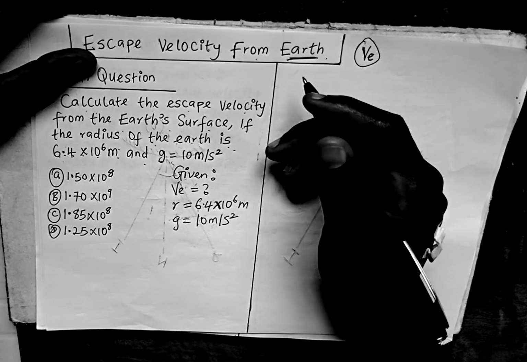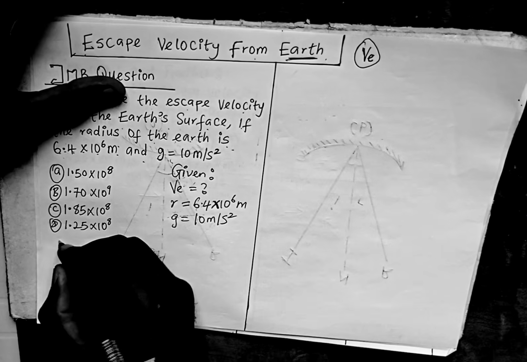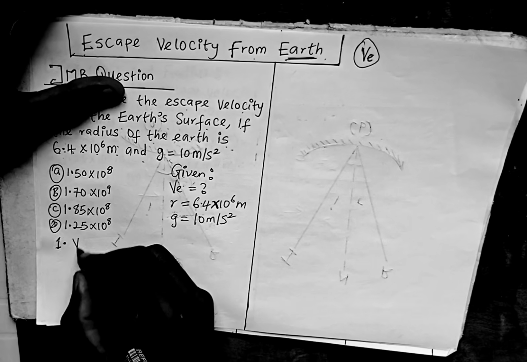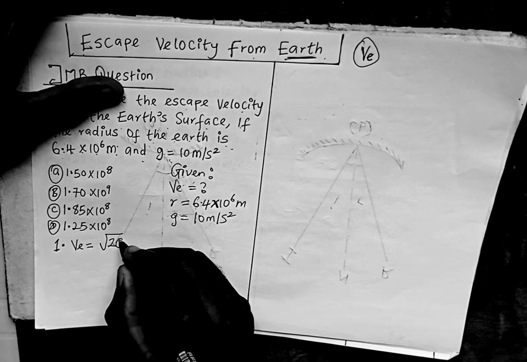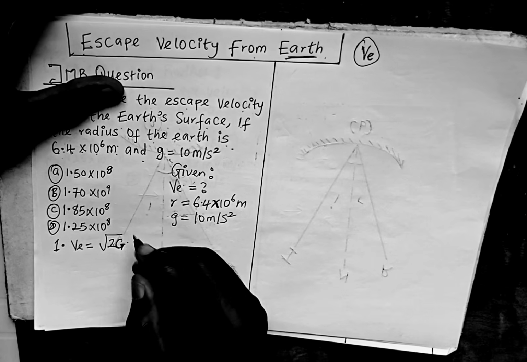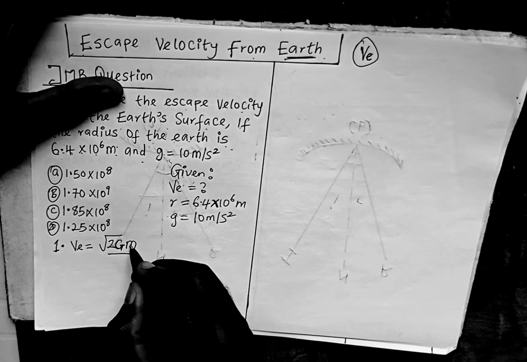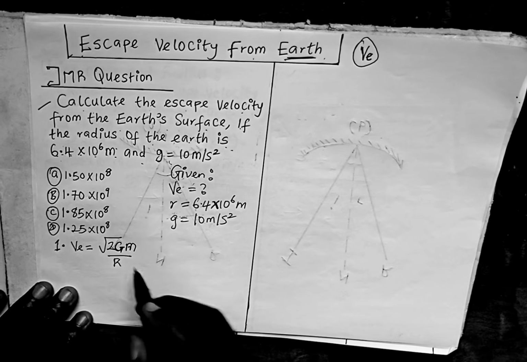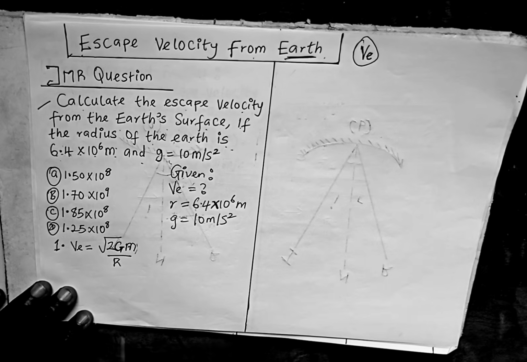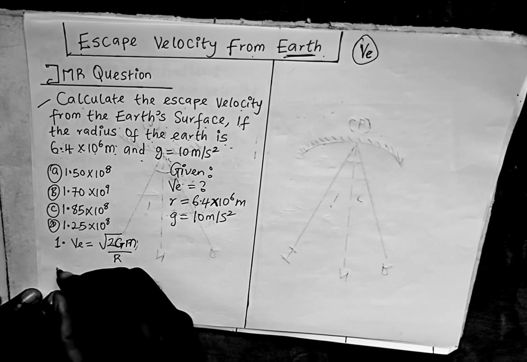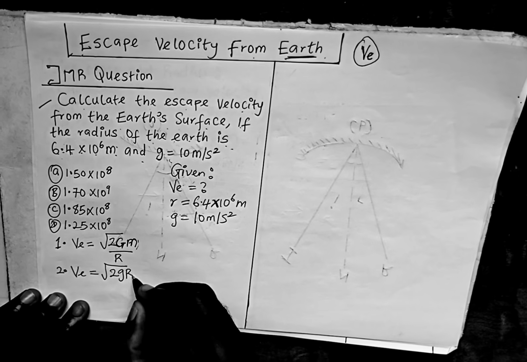Escape velocity has different formulas. It has two major formulas, one from the definition and one from derivation. The first formula for escape velocity, formula 1: escape velocity VE is equal to root of 2GM over r. This G is the gravitational constant, 6.67 times 10 raised to power minus 11, and this M is the mass of the Earth. Then the second formula, formula 2, is VE is equal to root 2gR, with capital letter R.